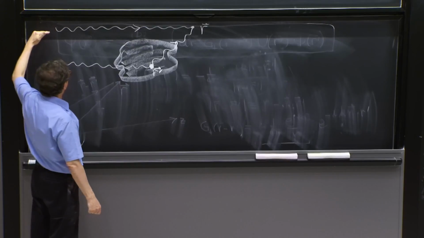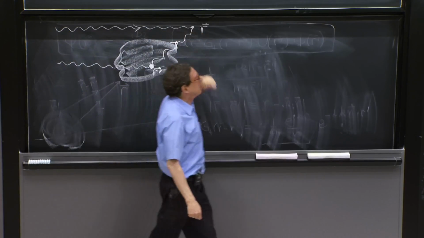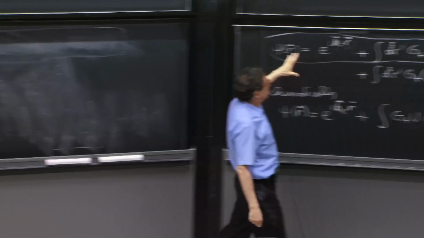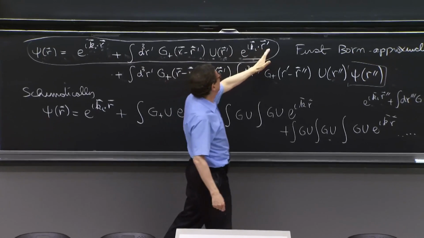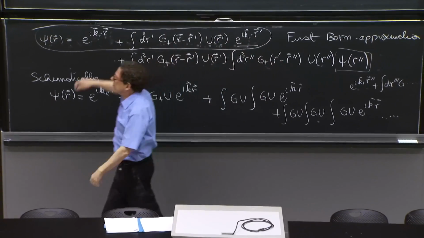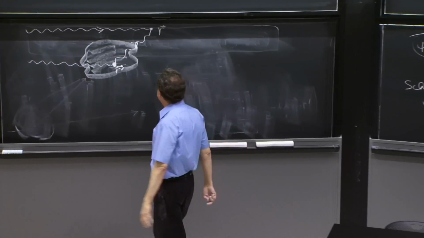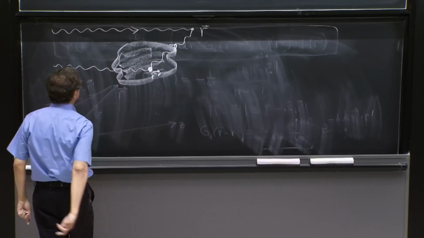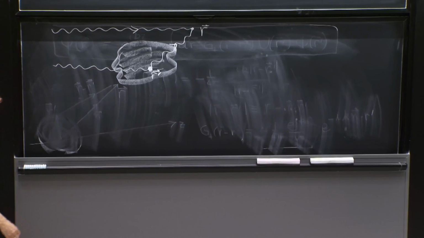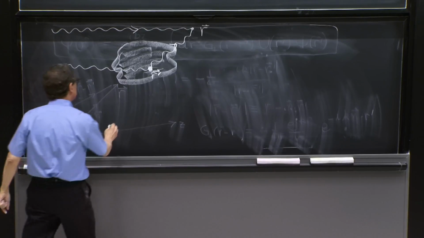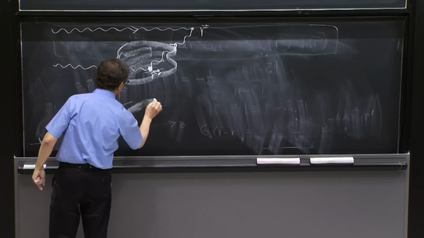So this is the 0th order term. This is the 1st order term. Wave that reaches R prime, wave that reaches that thing. Now I can include the 2nd term. I could include it in this diagram, but I would confuse things. So let's draw another one.